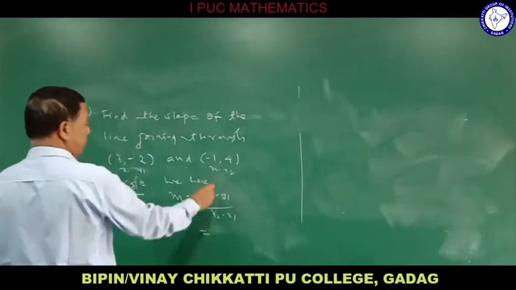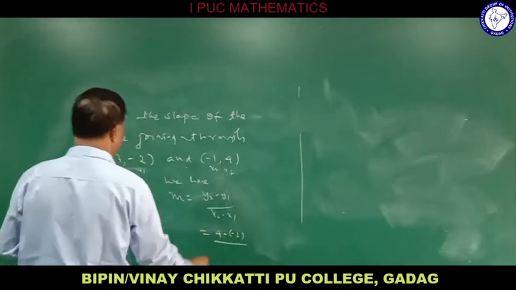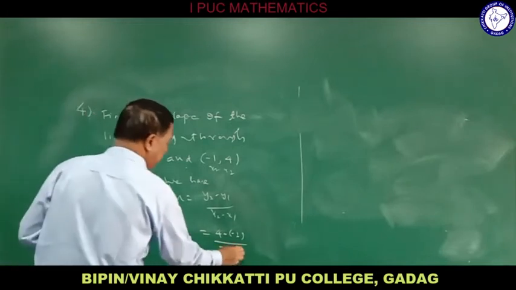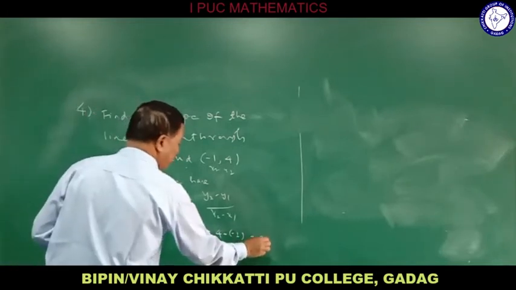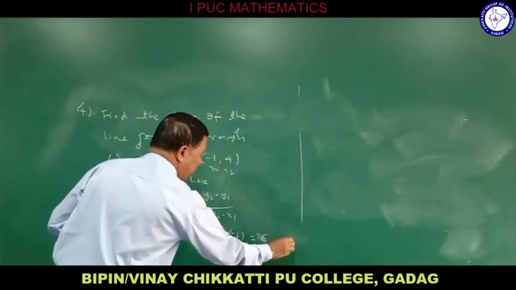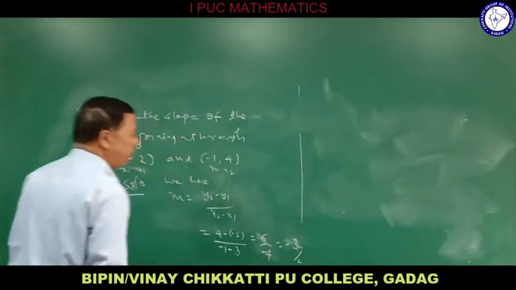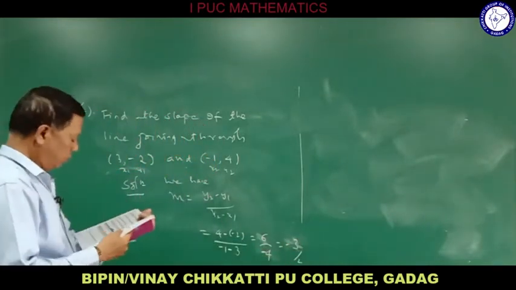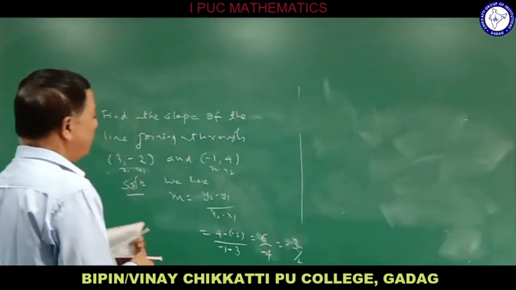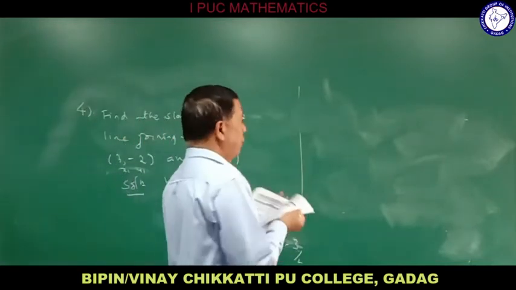So y2, 4, minus y1, which is minus of minus 2, divided by x2 minus x1, which is minus 1 minus 3. So 4 plus 2 is 6, and minus 4. Dividing by 2, minus 3 by 2 is the slope. So the answer you can write is minus 3 by 2. This is question number 4, to find the slope when the line is passing through 2 points.